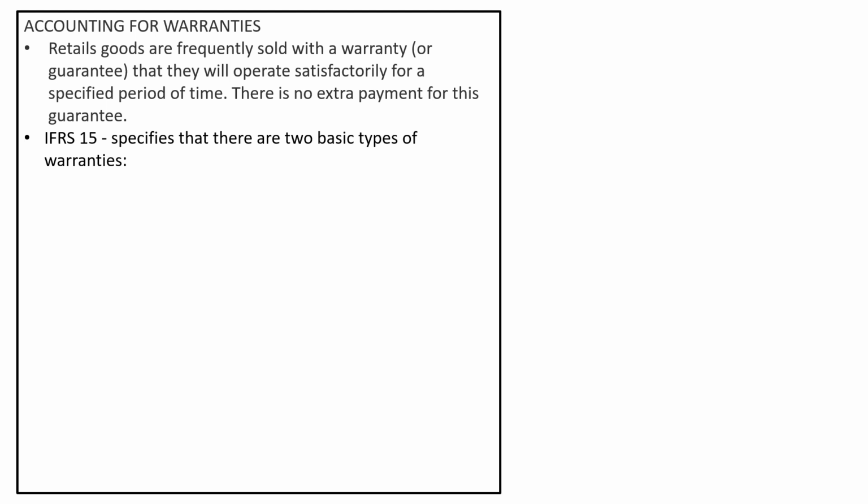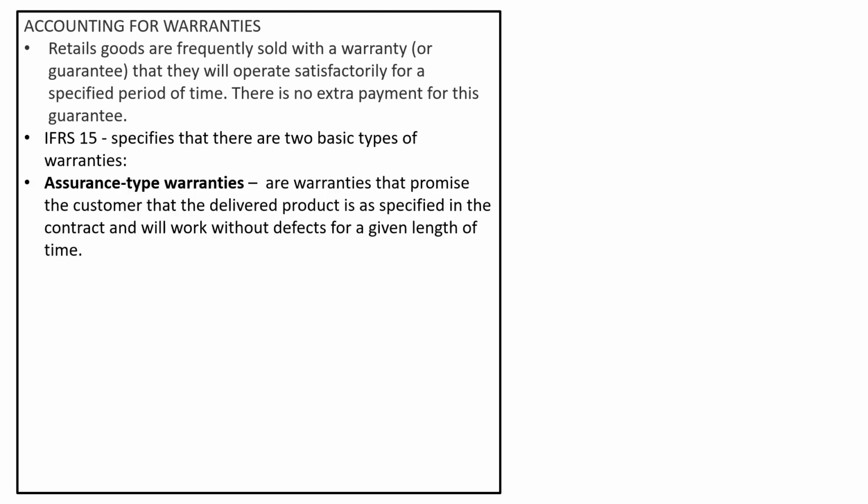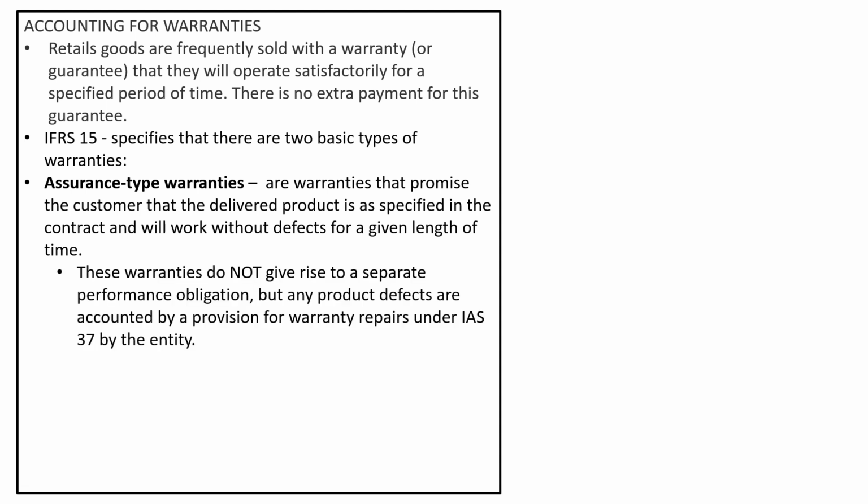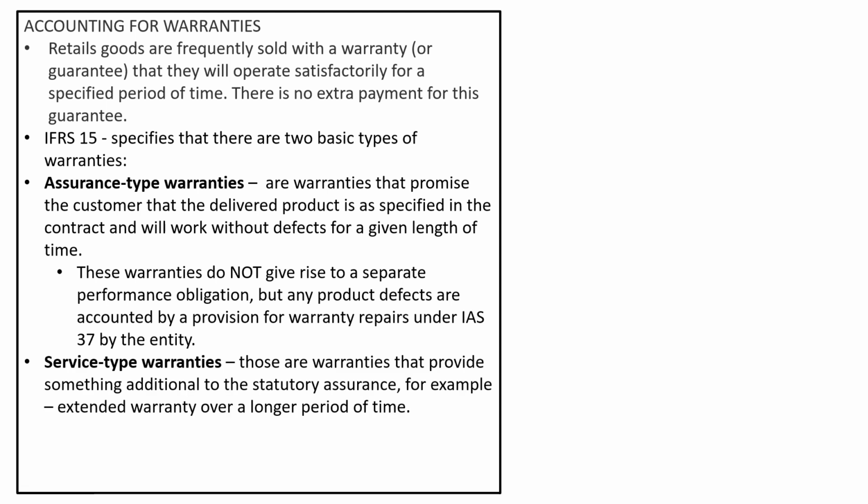IFRS 15 specifies there are two basic types of warranties. One is called the assurance type guarantees, and these are the standard basic guarantee that promises the customer that the delivered product is as specified in the contract and will work without defects for a given length of time. These warranties do not give rise to a separate performance obligation, but any product defects are accounted for by a provision for warranty repairs under IAS 37 by the entity.